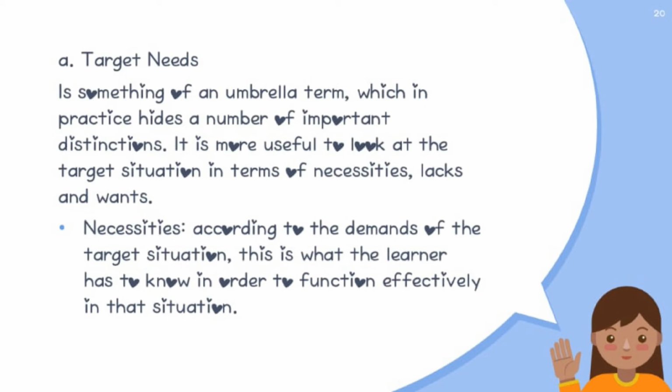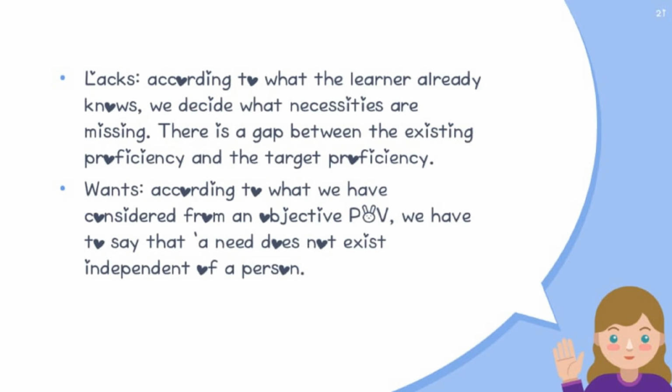Necessities. According to the demands of the target situation, this is what the learner has to know in order to function effectively in that situation. Lacks. According to what the learner already knows, we decide which necessities are missing. There is a gap between the existing proficiency and the target proficiency. Wants. According to what we have considered from an objective point of view, we have to say that a need does not exist independent of a person.